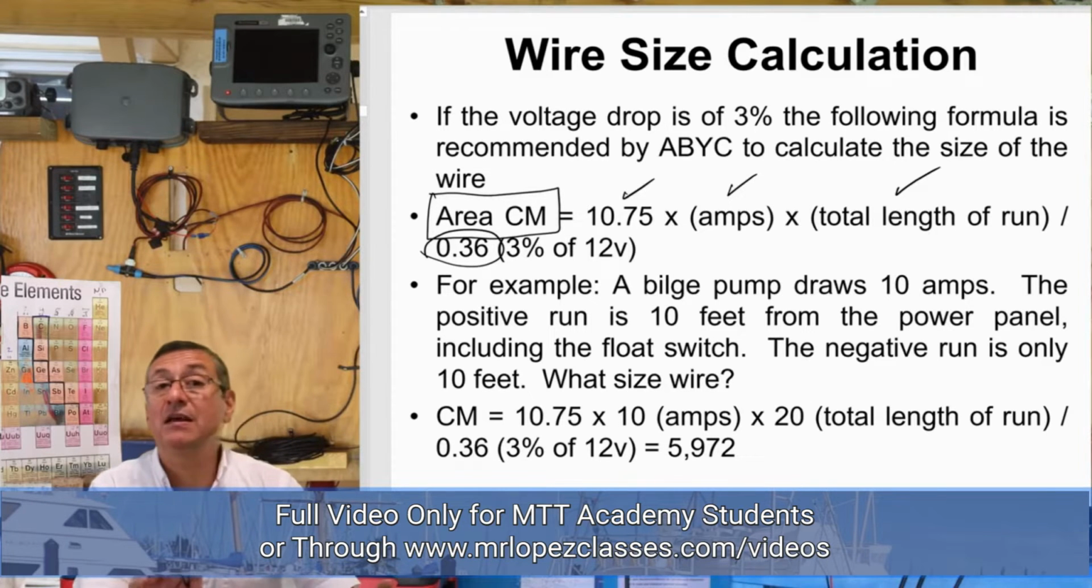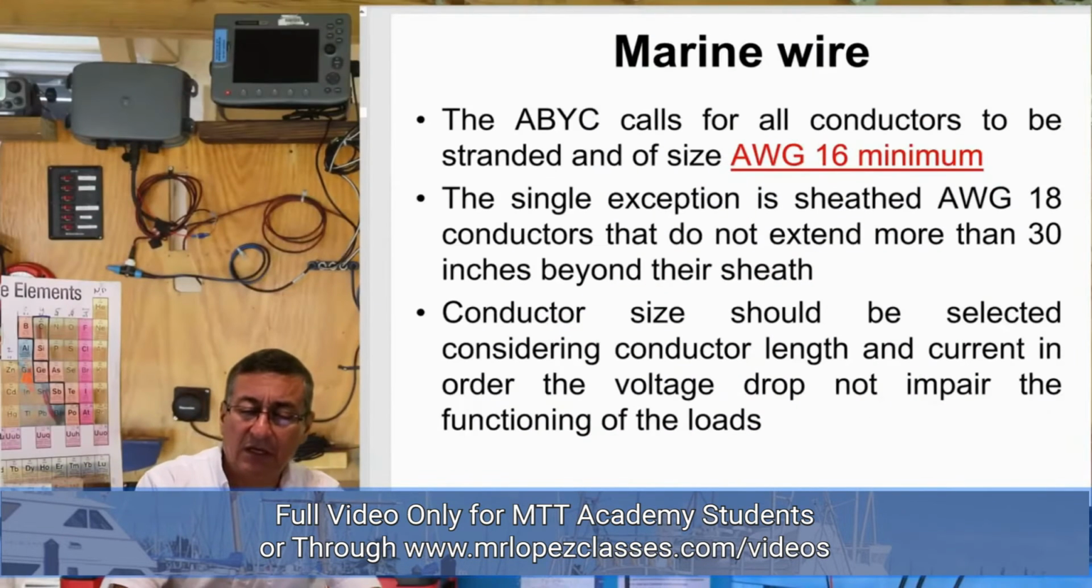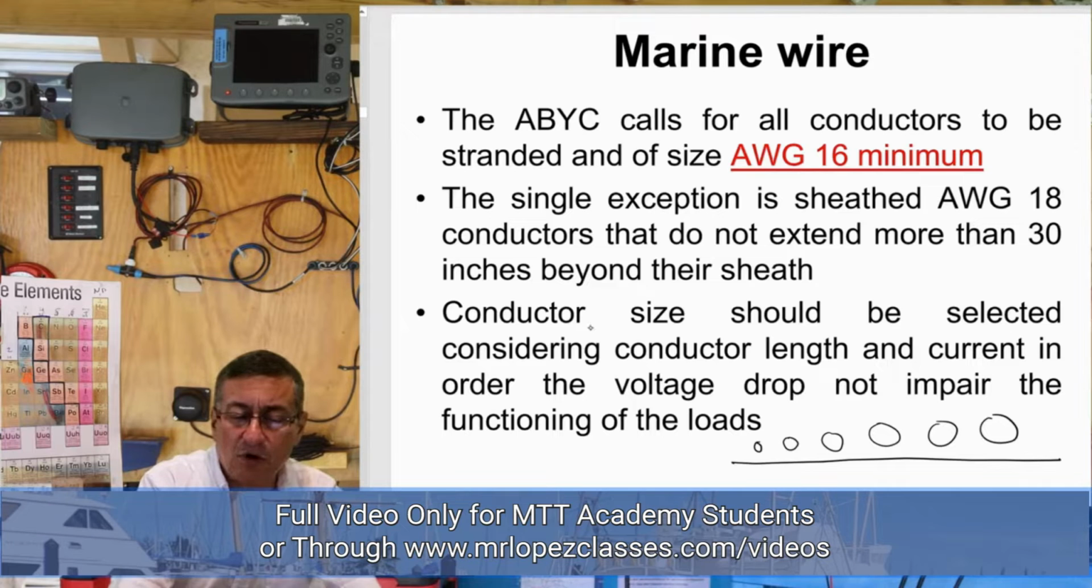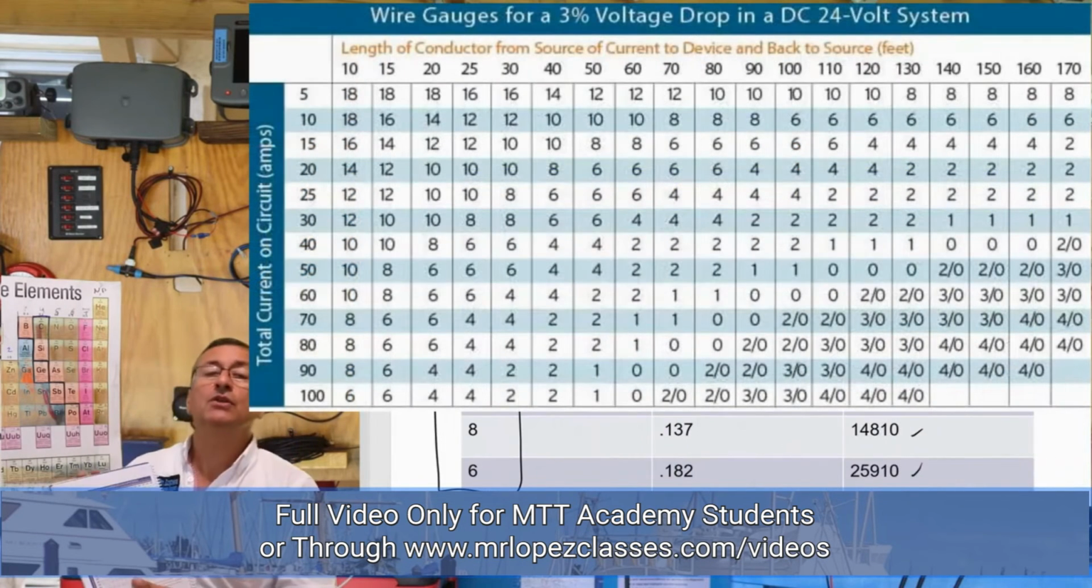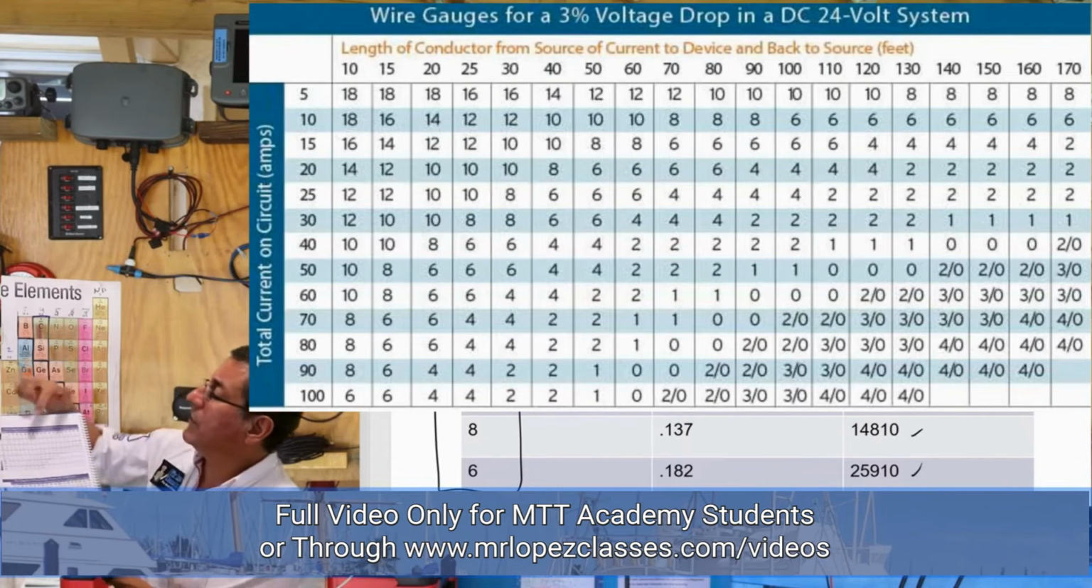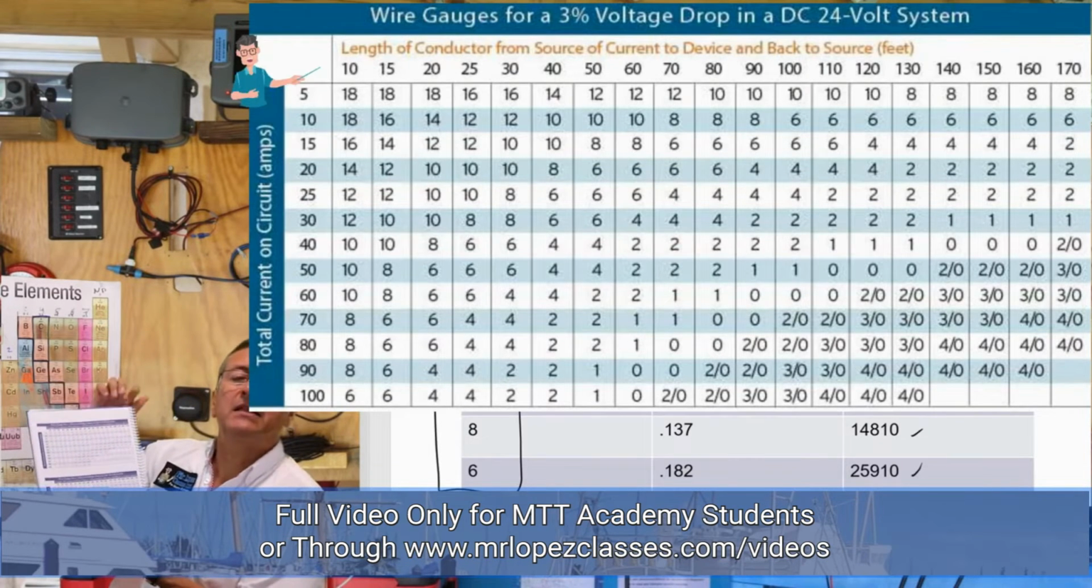Alright, this is a typical example: I have a bilge pump. Let me explain something. This is the diameter of the wires, and this is the number. The smaller are 18, 16, and the big ones are number 6, number 2, number 0. When the number increases, the diameter decreases, right? To use the ABYC table, we have on top the total length, back and forward.